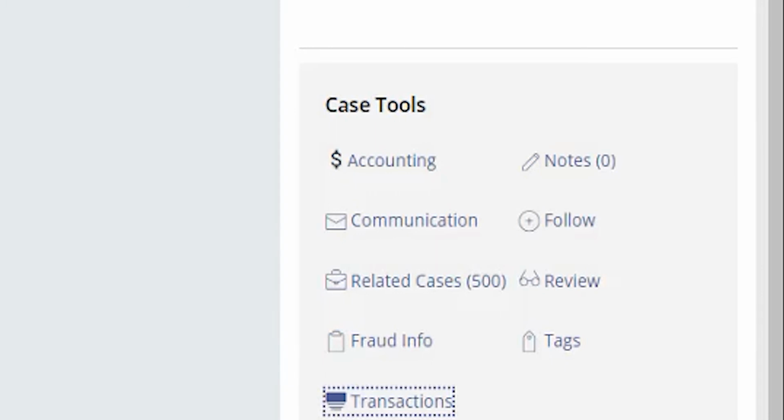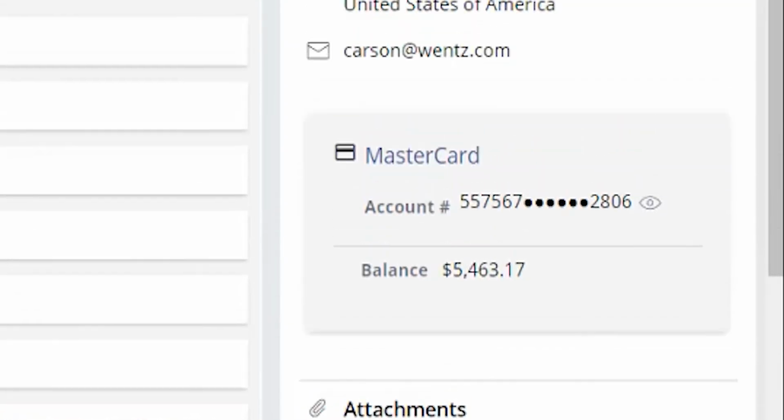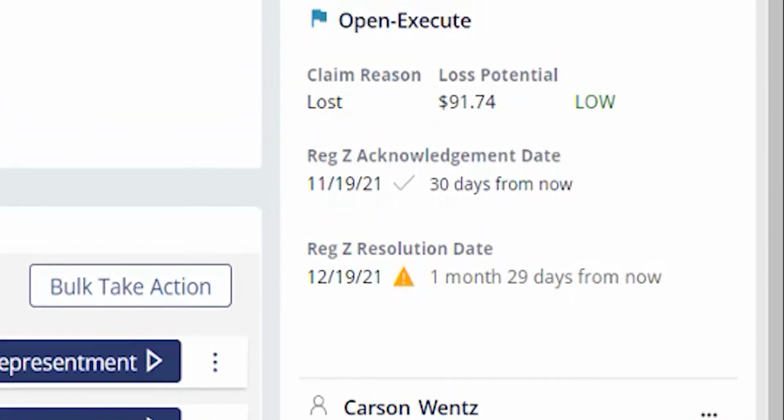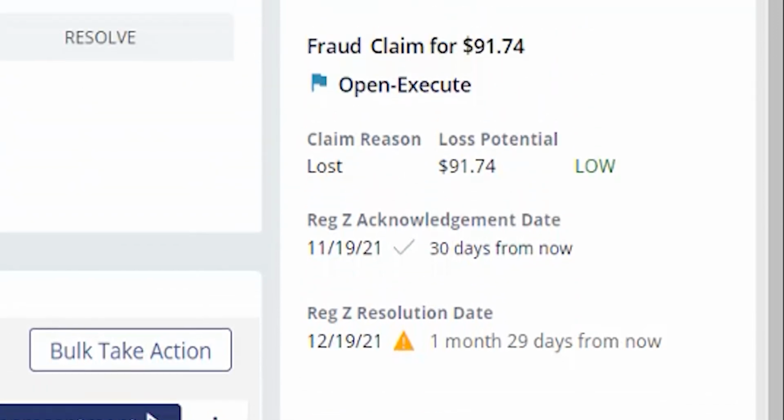As we scroll up, in the top right corner of the user interface, we can see the case assets for this claim. This information is a quick reference for the investigator to know what claim type, whether fraud or non-fraud, they are working, as well as the claim reason that has been filed. Additionally, at the bottom of this section, we show the regulation dates applicable to this claim.